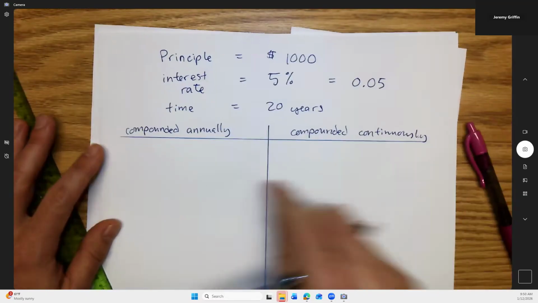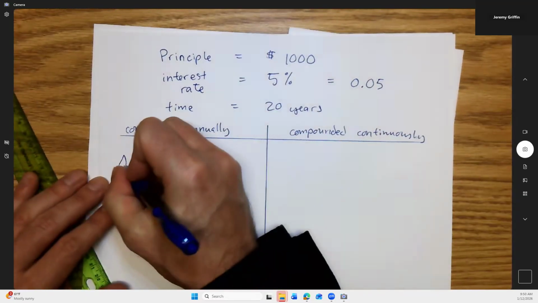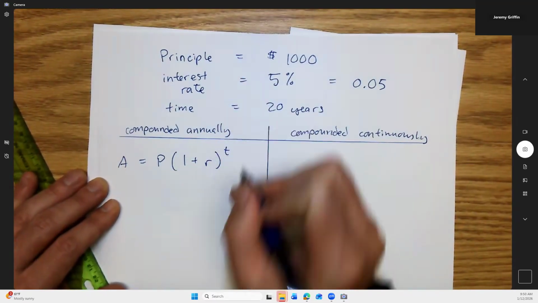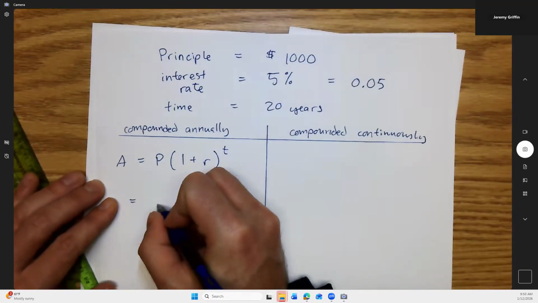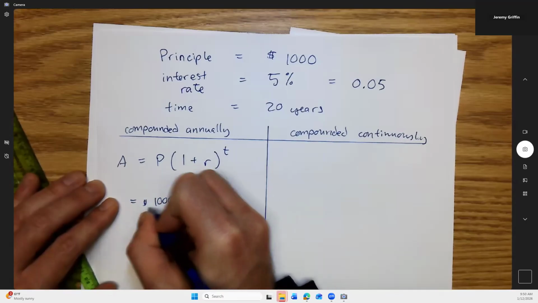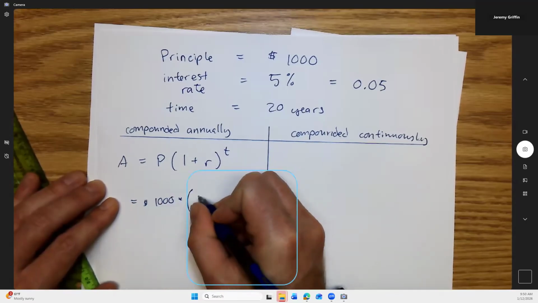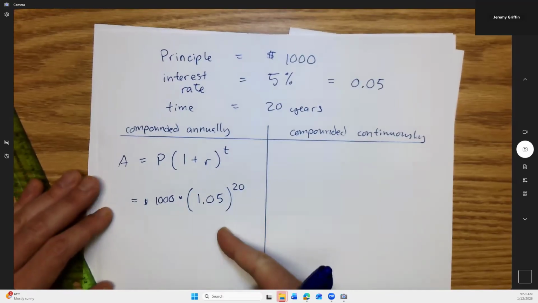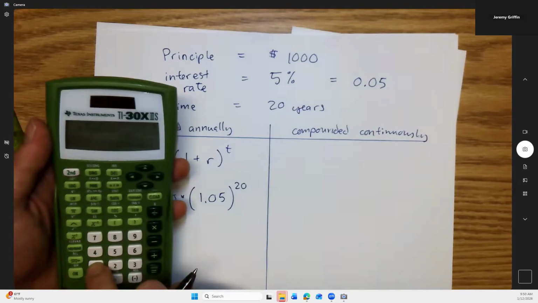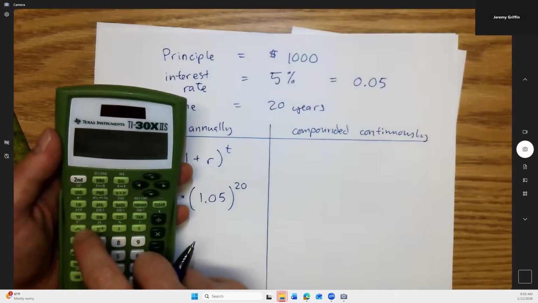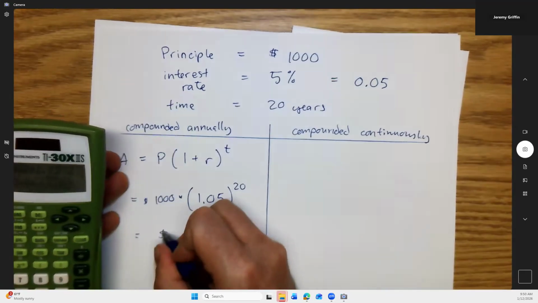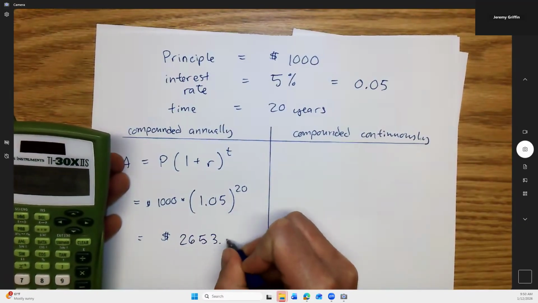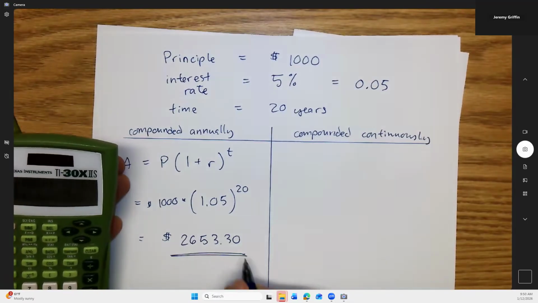Okay. So annually, this is what we did last week. It's just A equals P times (1 plus r) to the t. Just like that. So we're going to take $1,000 multiplied by 1.05, and we'll do that over and over 20 times for 20 years. Let's see how much money we get out of this. 1,000 times 1.05 to the 20 turns out to be $2,653 and change.